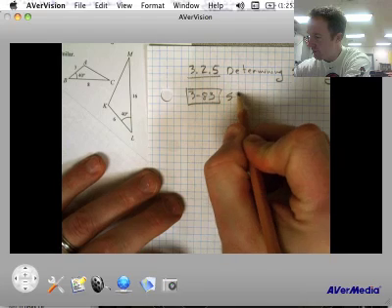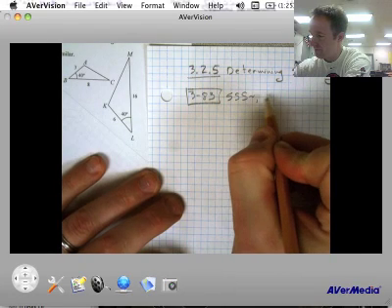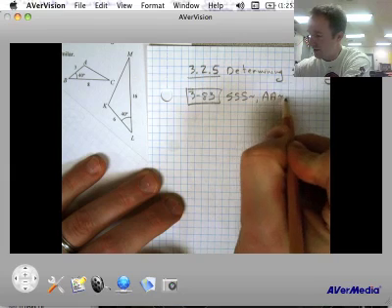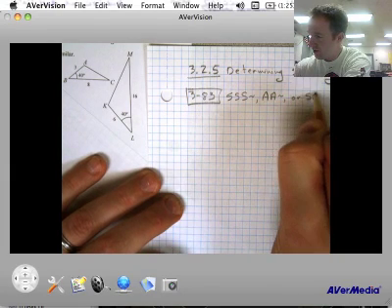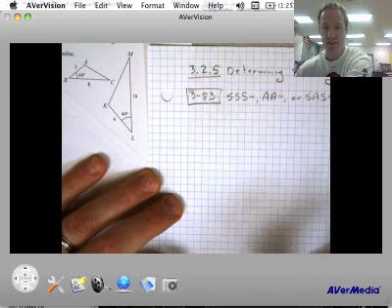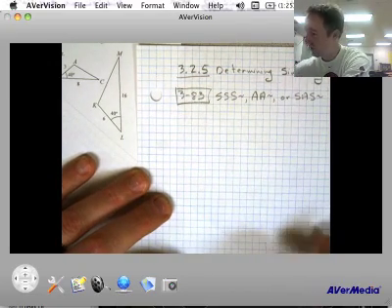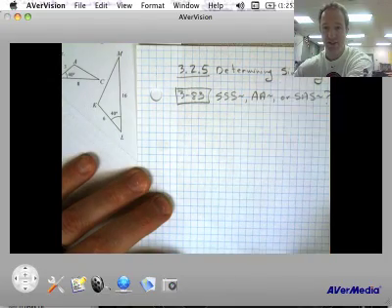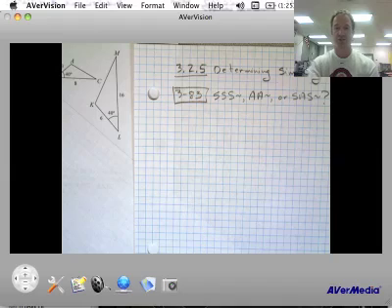Do we use side, side, side, angle, angle, or side, angle, side similarity? That is the big question. There's only three that work for showing triangles are similar.